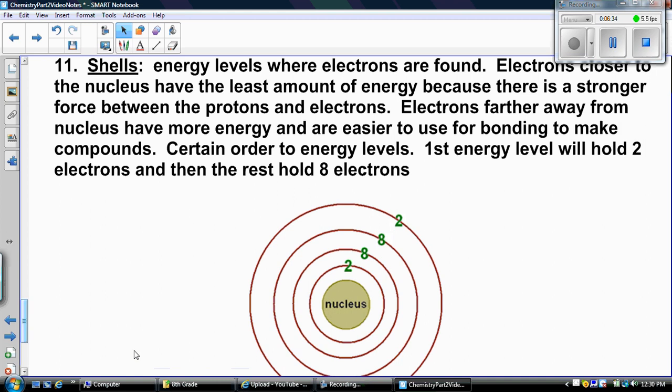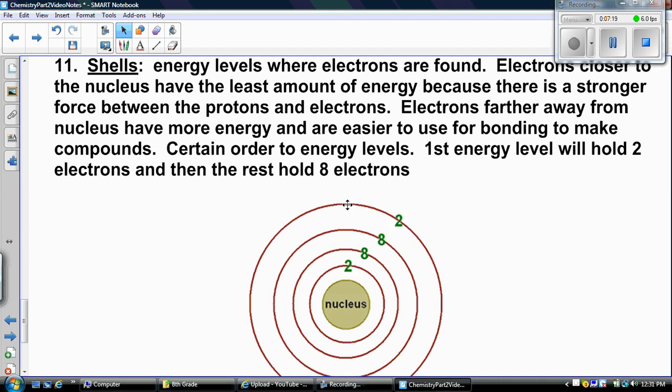All right, shells. So these are energy levels outside the nucleus where electrons are found. Electrons that are closer to the nucleus have the least amount of energy because there's a stronger force between the protons and electrons. So if you look here, this first energy level, okay, that can hold a maximum of 2 electrons. These electrons are closer to the nucleus, which is a positive center because of the protons. Remember, neutrons are neutral. So the closer you are, then that means that there's a stronger attraction. These electrons that get into these outer levels, especially that last outer level, which is called the valence shell, don't have as strong of attraction.